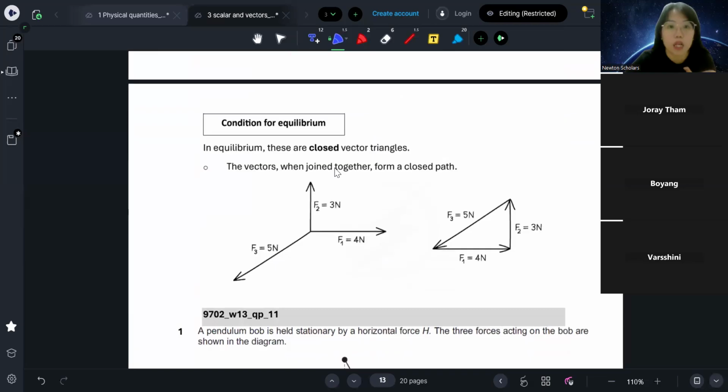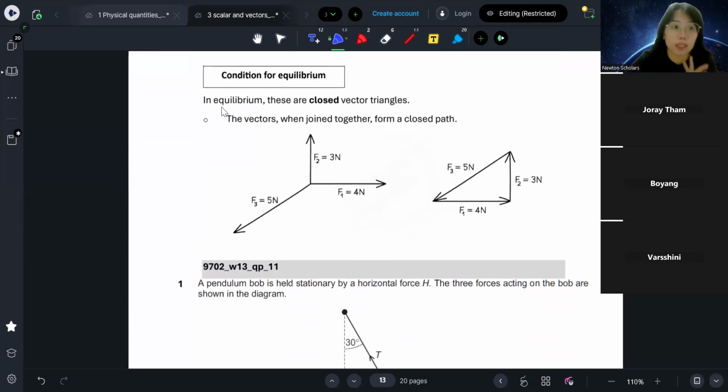Okay, now, in equilibrium, sometimes how do we know that it is equilibrium? If they say stationary, then we know lor. Hanging, then we know lor. That means not moving, it will be equilibrium. So if there is equilibrium, all the forces, we can combine them and form a closed triangle. You can move left, right, up, down, but you cannot change the direction. You see this one direction going up, here still going up.